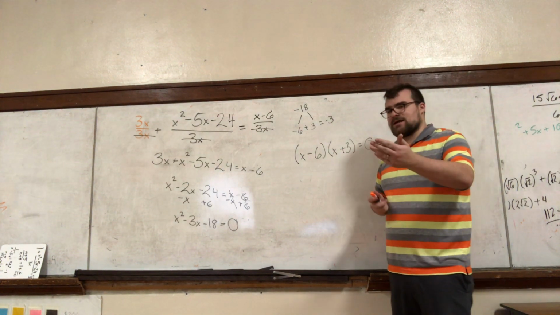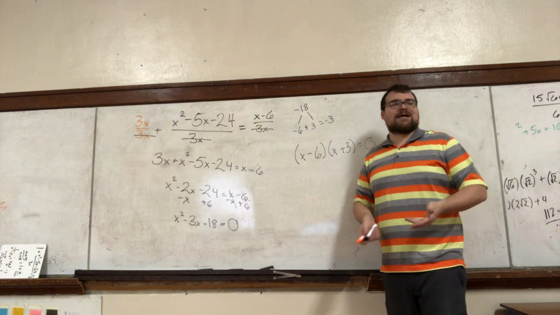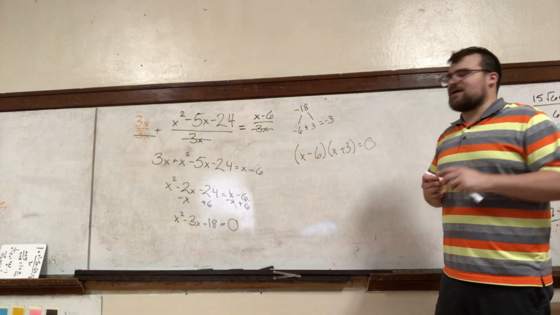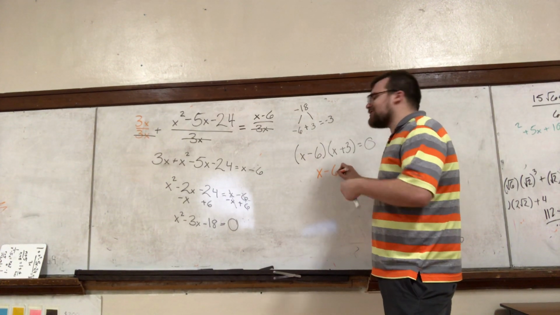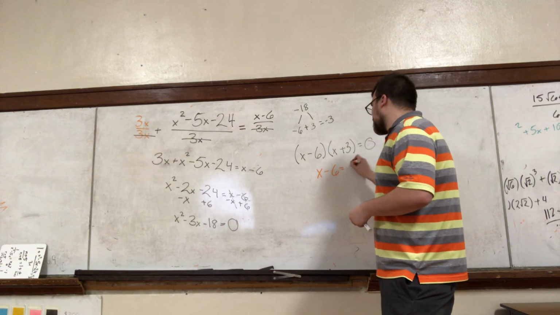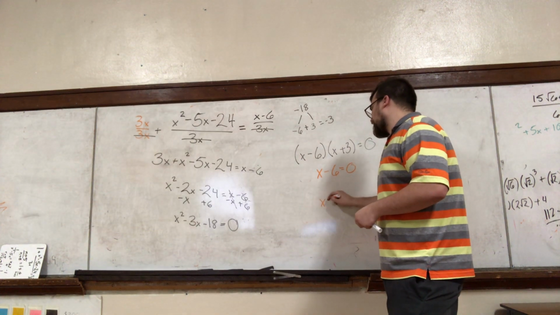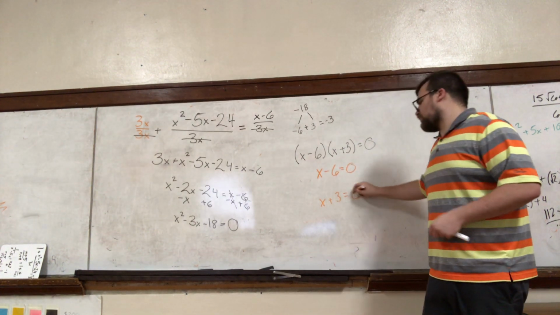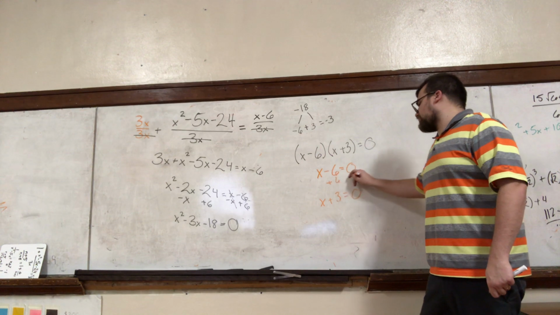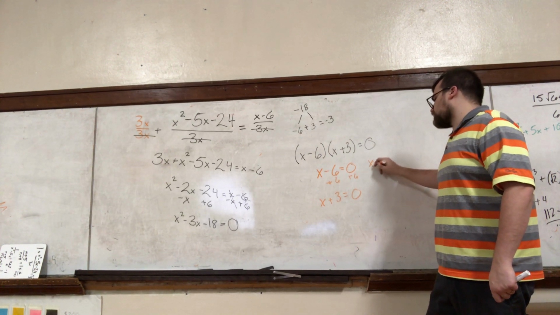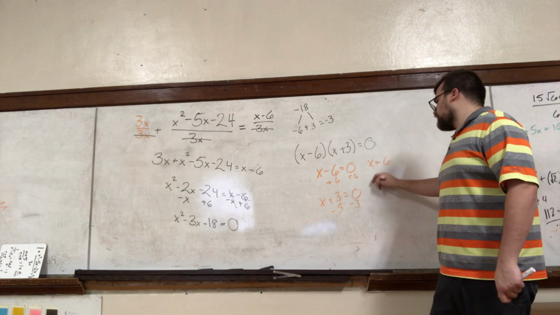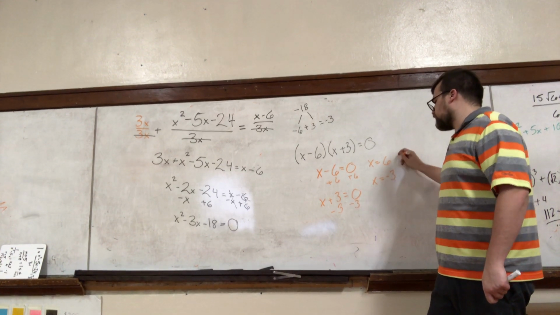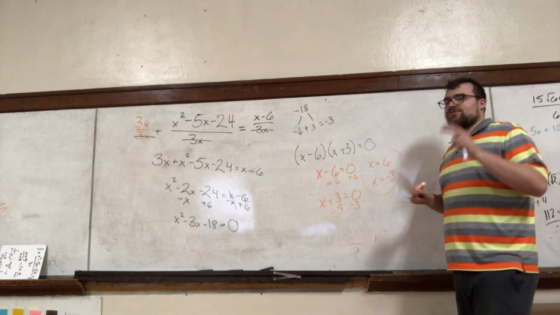Well, if we FOIL it, what's going to happen? We're going to come right back to where we were. Here's the thing. All we have to do is separate them and set them each equal to 0. X minus 6 equals 0. X plus 3 equals 0. Add 6, add 6. X equals 6. Subtract 3. X equals negative 3. And we end up with two answers.